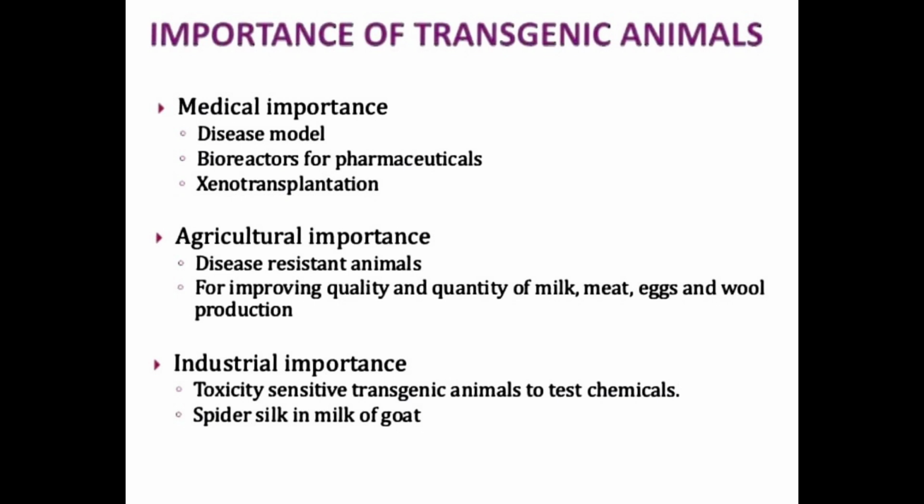Importance of transgenic animals. Medical importance. Disease model, bioreactors for pharmaceuticals, xenotransplantation. Agriculture importance. Disease resistant animals for improving quality and quantity of milk, meat, eggs and wool production. Industrial importance. Toxicity sensitive transgenic animals to test chemicals. Spider silk in milk of goat.